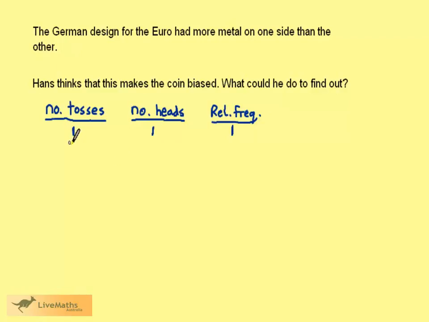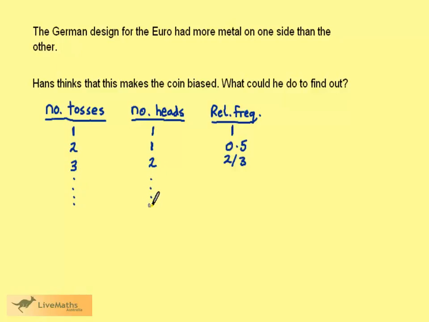Then he does the second toss. This is not a head, so he still only has one head. 1 divided by 2 is a half, or 0.5 as a decimal. So at this stage the relative frequency is telling us it's equally likely to get a head or a tail. When he does the third toss, he gets another head. The relative frequency is 2 divided by 3, which is 2/3.